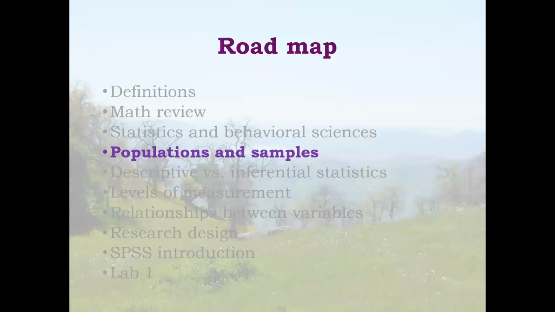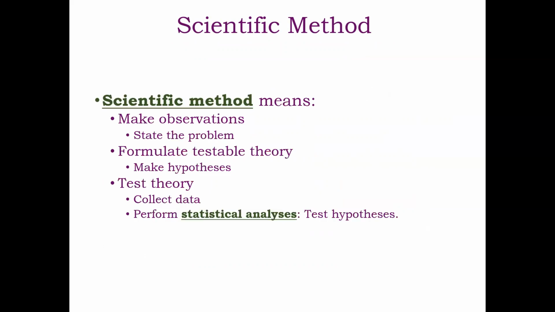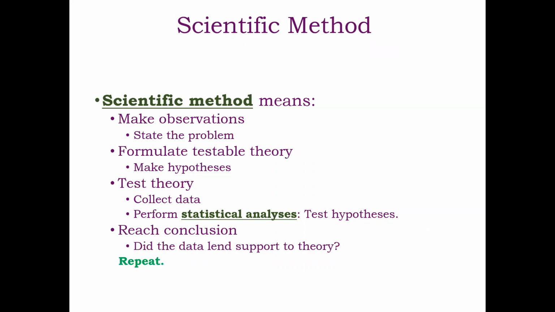All right. Let's do population and samples next. So refreshing the scientific method, it means make observations, formulate testable theory, test your theory. That's what we're going to focus on here. Reach a conclusion and repeat, right? So let's think about an example.